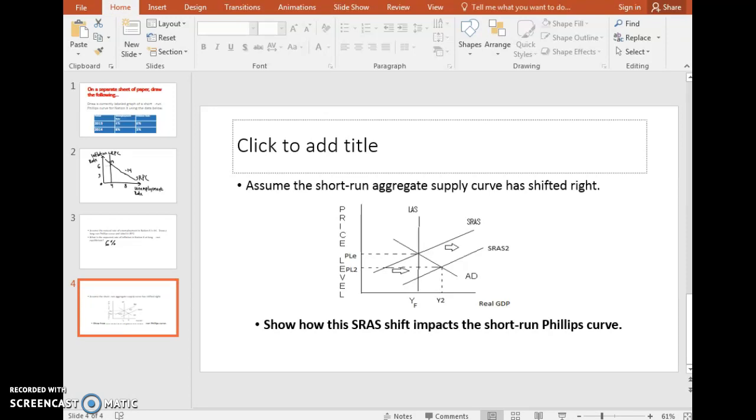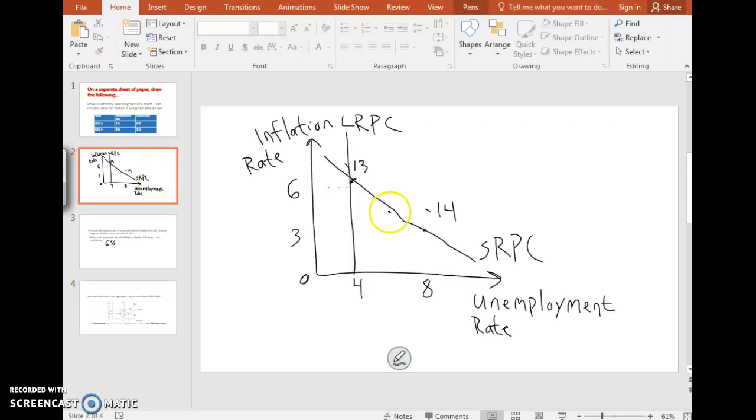Falling nominal wages, lower commodity prices are typical supply shocks. We know if that happens, the inflation rate's fallen, output's up, so unemployment's fallen. They've both fallen. Remember the clue I gave you. If SRAS goes right, SRPC goes in the opposite direction. We have to show lower inflation and lower unemployment. So we could call that SRPC1, and we're done.